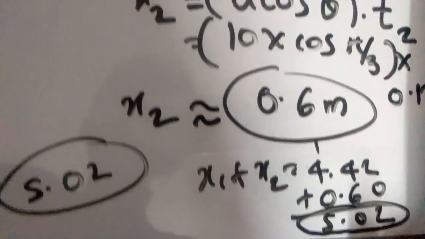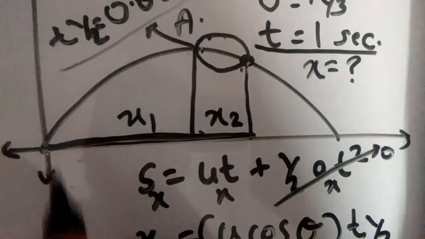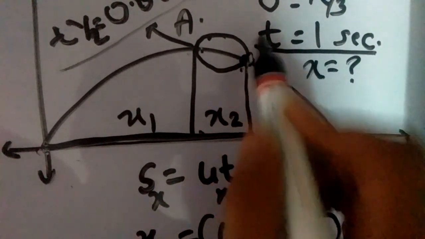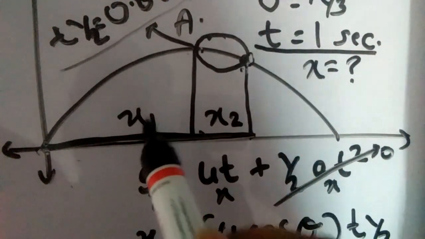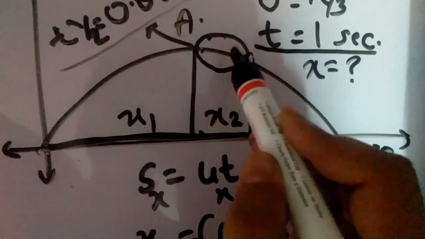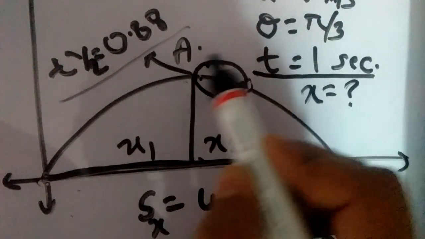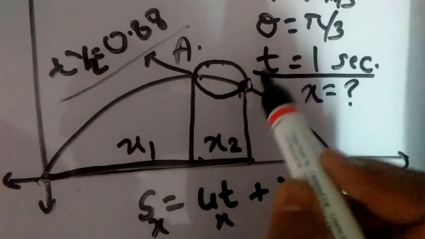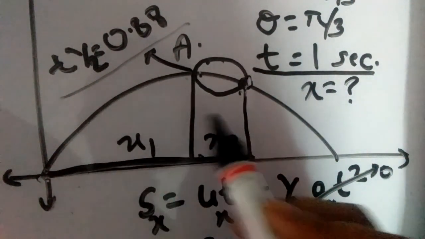This is the distance covered by the body from the initial position to this position. What we did in this sum: we first calculated the value of x1, then x2, and we added them. For finding x1, we used the formula with t half and u cos theta. Then we subtracted 0.88 from 1 to get the time interval, calculated the value of x2, and added both values to get x.